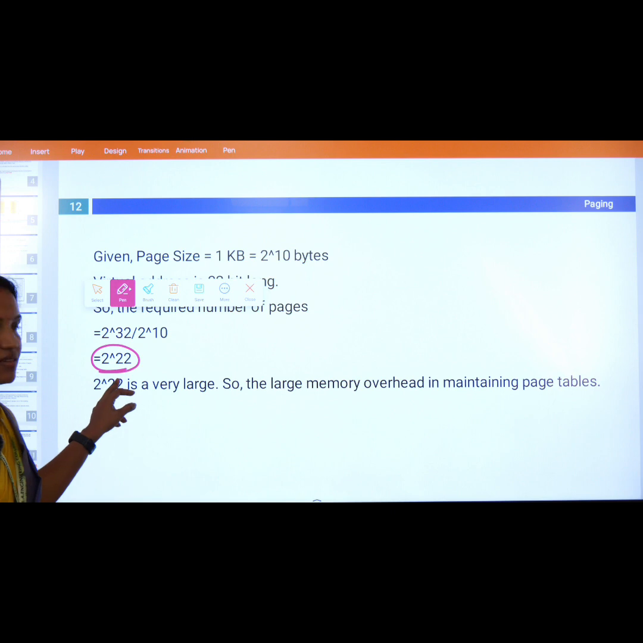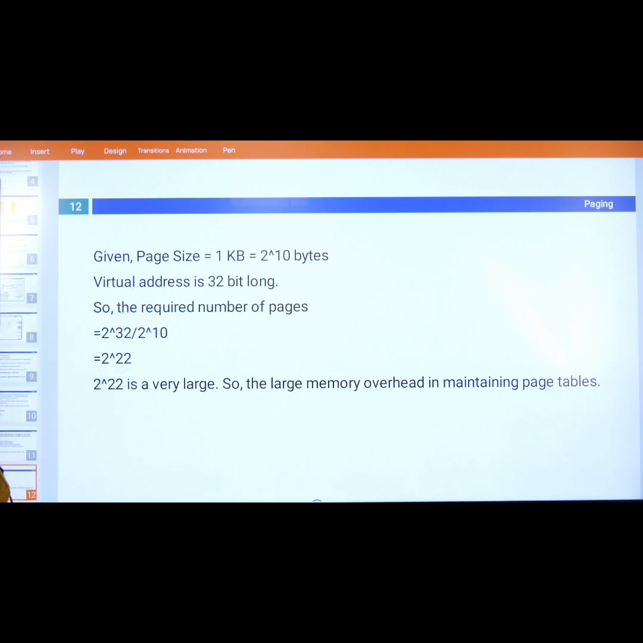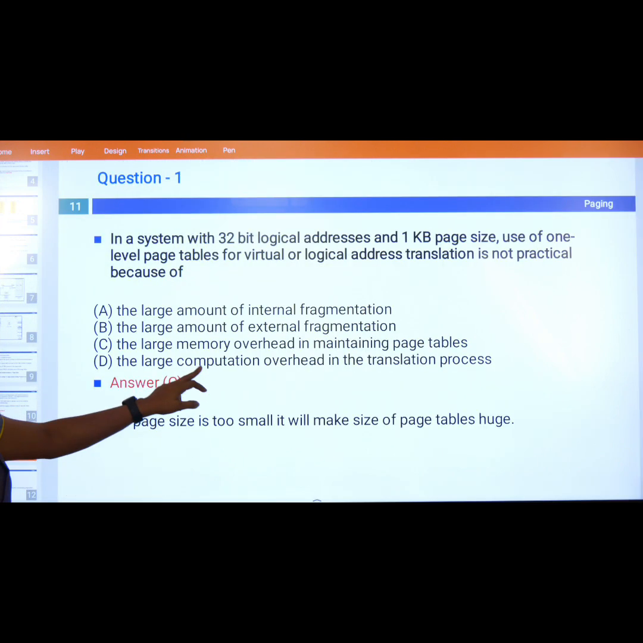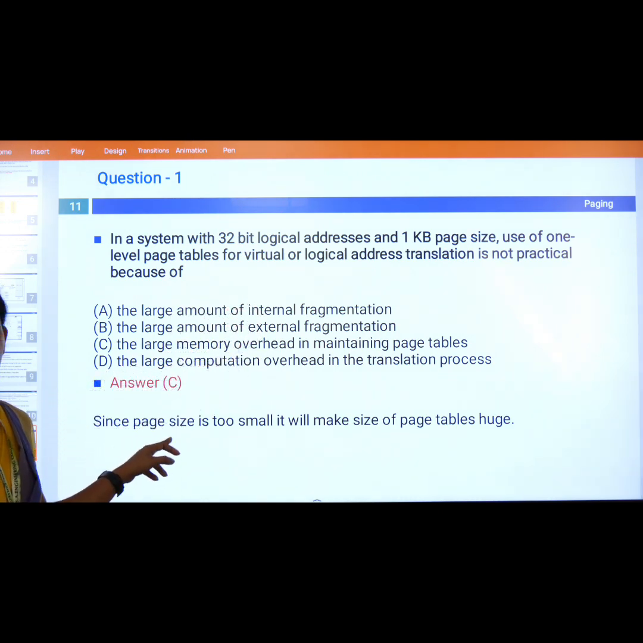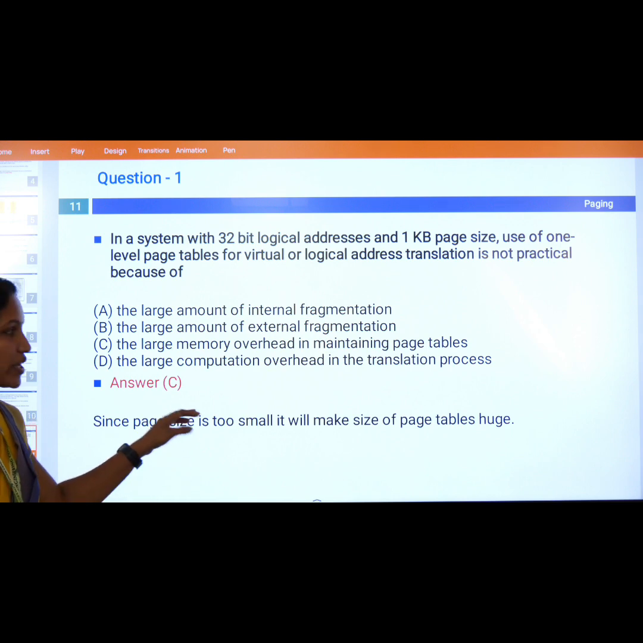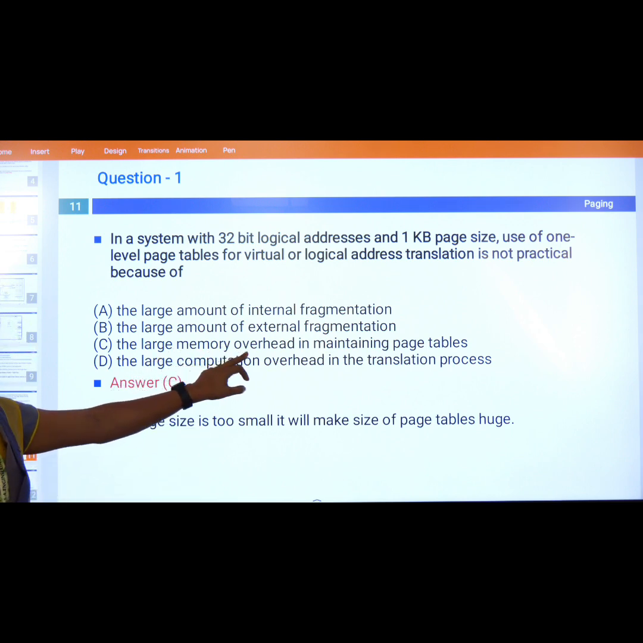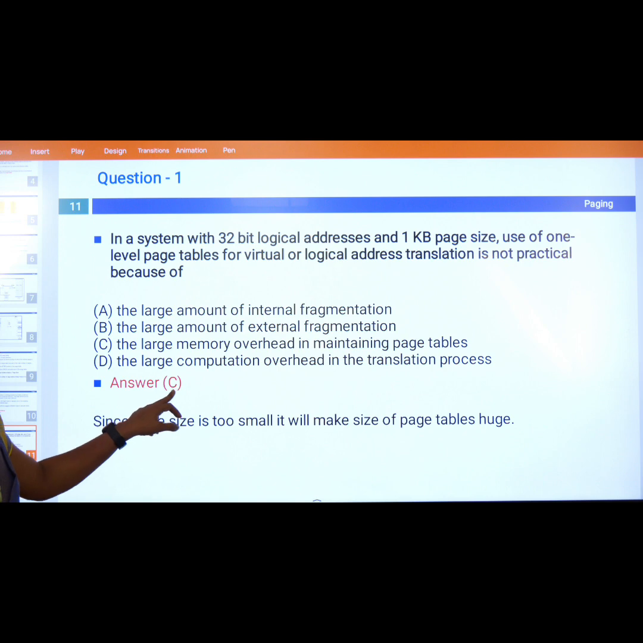So which means that there will be 2 to the power 22 entries in the page table. That many pages will be there. So it's quite long. This happened because the size of the page is very small. So that is why, since the size of the page is very small, there will be 2 to the power 22 entries in the page table, which will result in a large memory overhead. That is why the option is C.